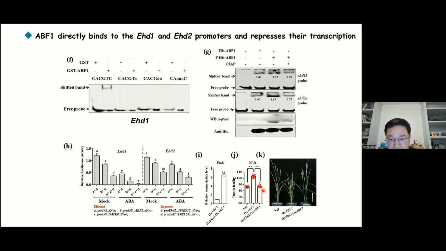Next we searched for more genetic evidence. When we overexpressed HD1 in the ABF1 overexpression line, we found HD1 overexpression could rescue the ABF1 late flowering phenotype. We can see that it can flower at a similar time as the wild type.